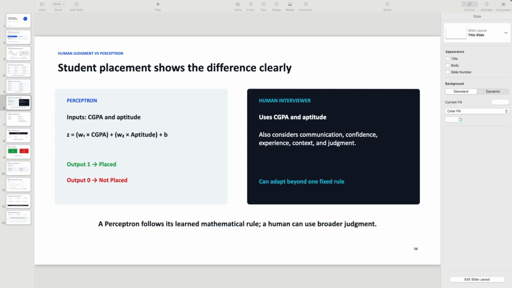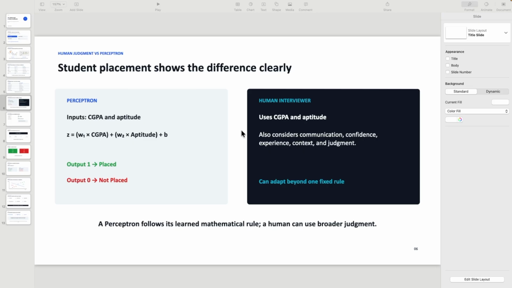Then the final value is compared with the threshold. Output 1 means placed; if the output is 1, then it is placed. If the output is 0, it is not placed. Besides CGPA and aptitude, we can also consider extra features like communication, confidence, experience, context, and judgment.